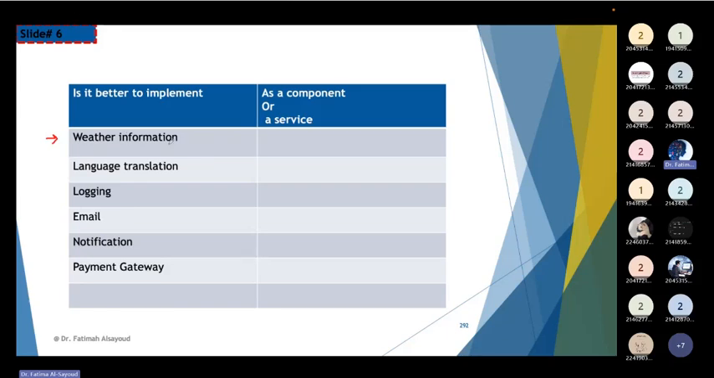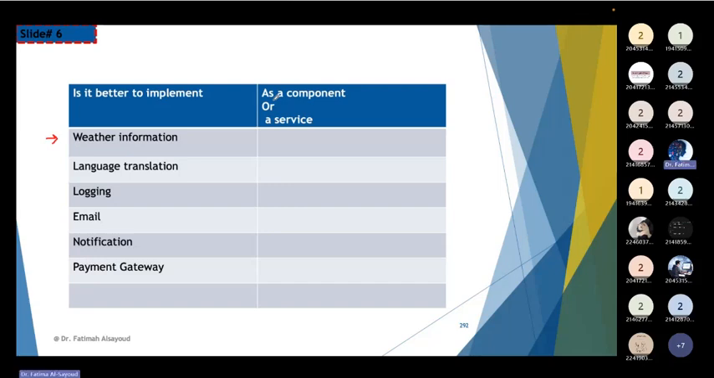So let's start with the first one. Just write C or S. I already saw someone saying it. Okay, interesting. So we have a component, we have a service. Mohammed, and Manar, service. I mean a service too.